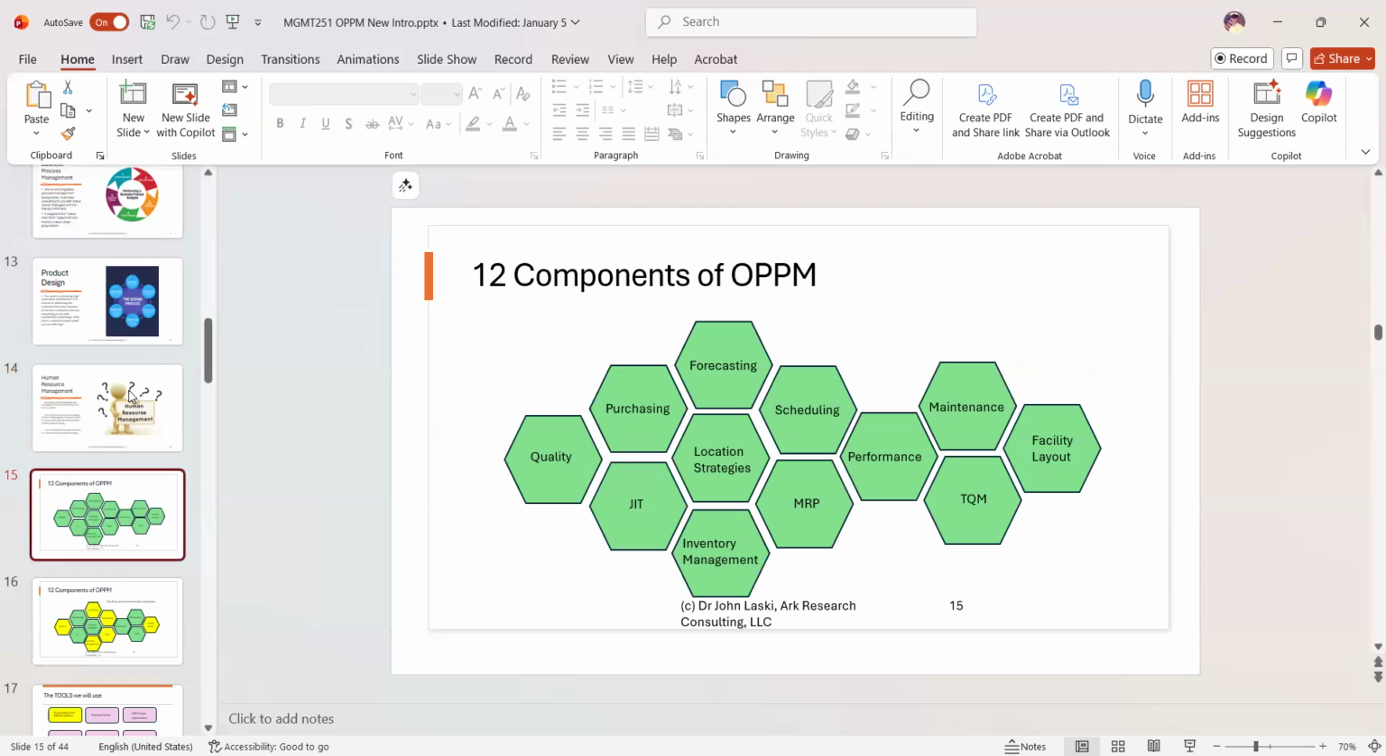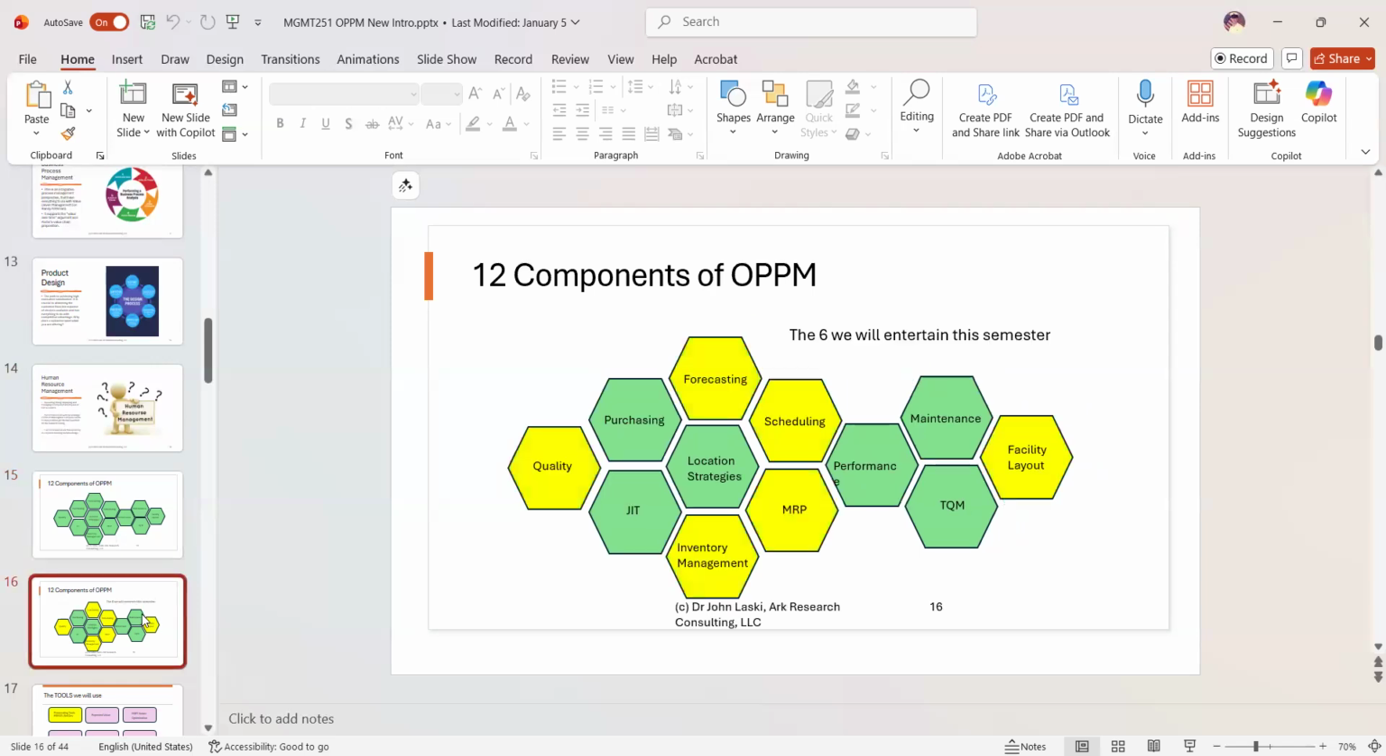Components of OPPM are all of these. Now, I'm not going to read them all to you, but quality is a function, purchasing is an issue, forecasting, location strategies, just in time delivery, which we spoke of, MRP, material resource planning, TQM, total quality management, inventory management, scheduling, performance, and we measure that in a lot of different ways, maintenance, facility layout, and so forth. These are the 12 essential components of OPPM.